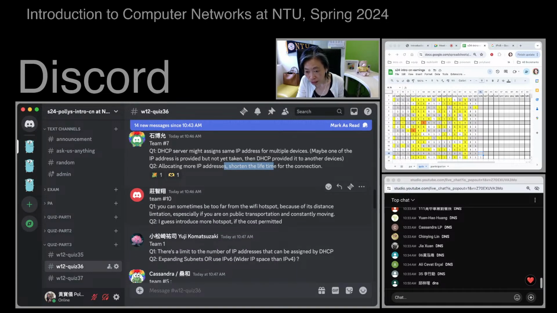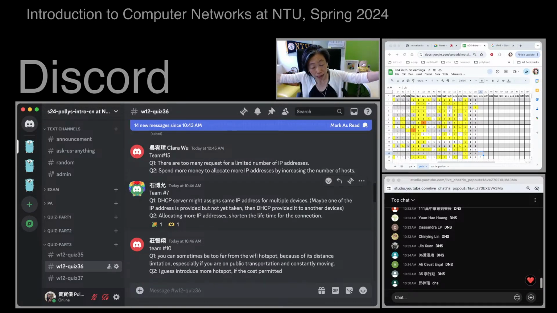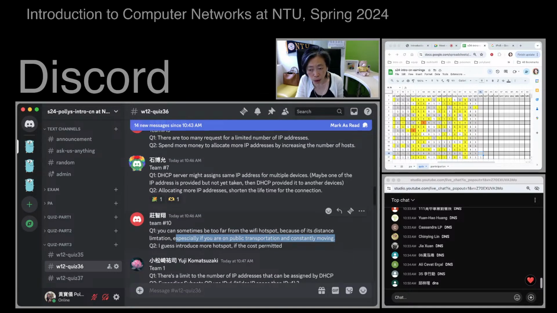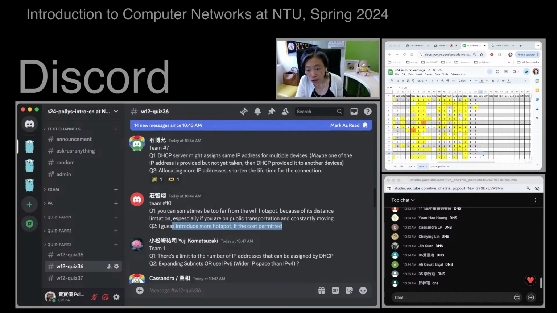Team 7. Team 10. It can sometimes be too far. Yeah, I think Team 10 here, you are going in the direction of Team 4, right? Having more people, meaning people span a wider area, and you can potentially be far away from the AP. Okay, and the problem is probably more serious, right? If we are moving around, we might connect or might not connect depending on whether we are moving away from the AP or not, isn't it? Introduce more hotspots. Yeah, so introduce more APs. That would ensure the coverage is wider. All right.